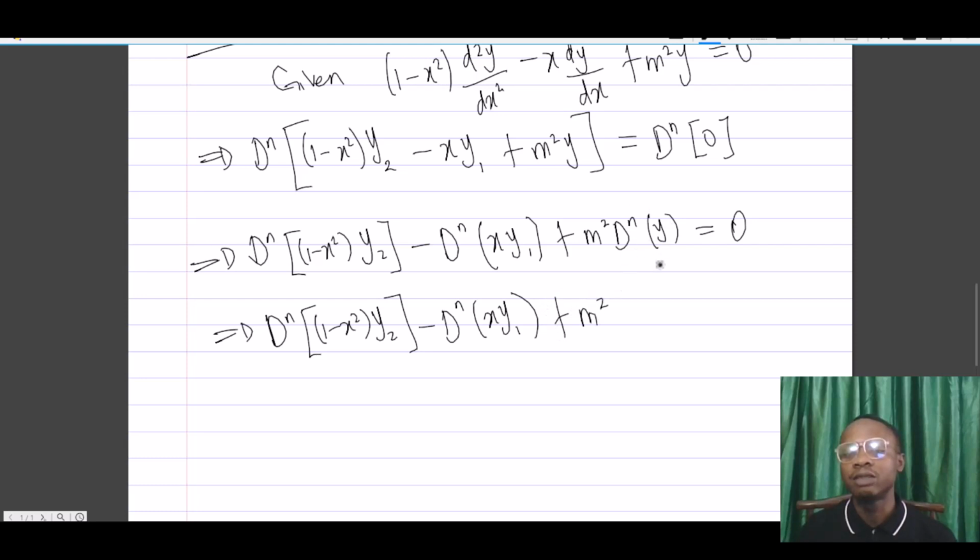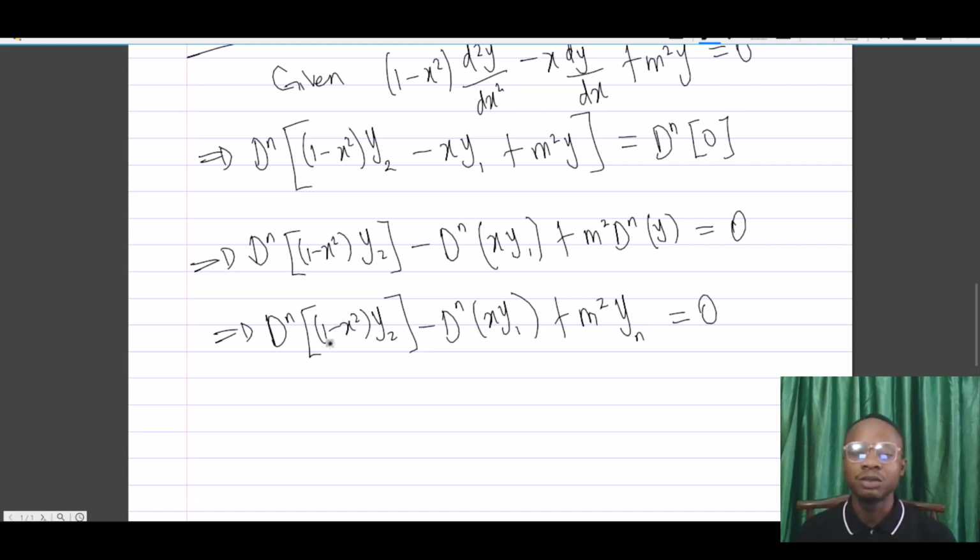This is the nth derivative of y, so we can write that as just y sub n equal to 0. So let's leave this the way it is. It has no problem. The only things we'll have to worry about now will be this, because it's a product of two functions. Y1, that's the first derivative of y, is assumed to be some function that possibly depends on x. So that is why we'll have to use the Leibniz formula for this.